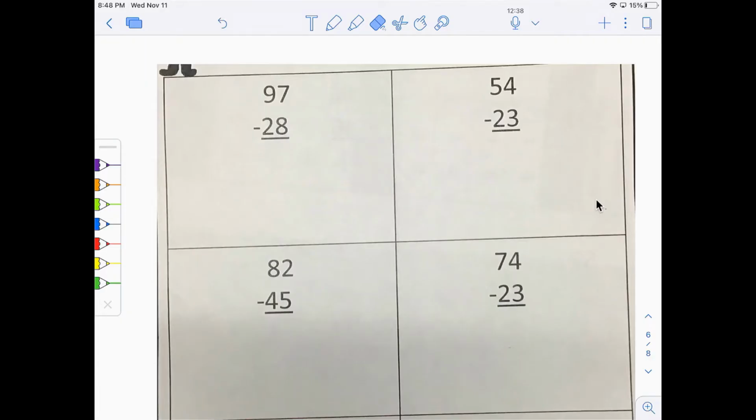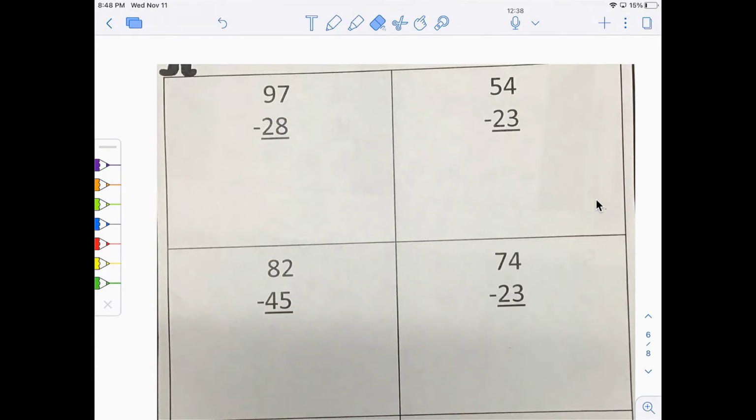Everyone, Mrs. Williams here, and today I'm showing you a subtraction strategy. I call this the place value strategy, but sometimes you might hear it referred to as the split strategy. We are going to break apart or decompose these numbers into the tens place and the ones.